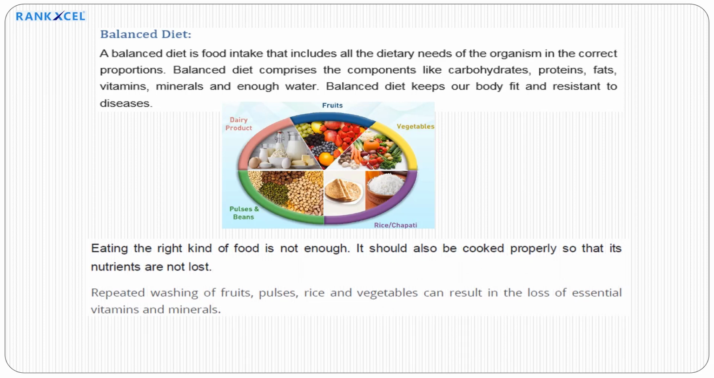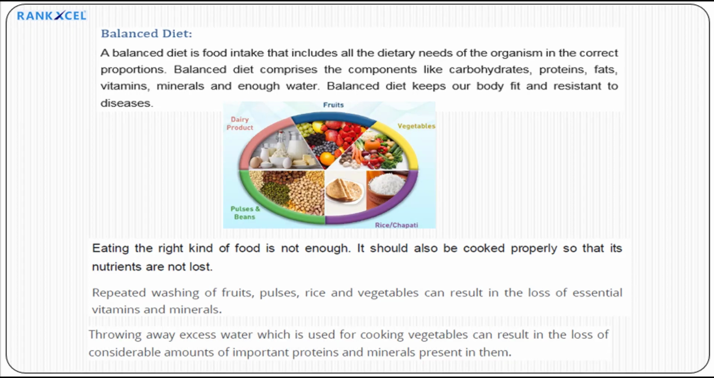Eating the right kind of food is not enough. It should also be cooked properly so that its nutrients are not lost. Repeated washing of fruits, pulses, rice and vegetables can result in the loss of essential vitamins and minerals. Throwing away excess water which is used for cooking vegetables can result in the loss of considerable amounts of important proteins and minerals present in them.